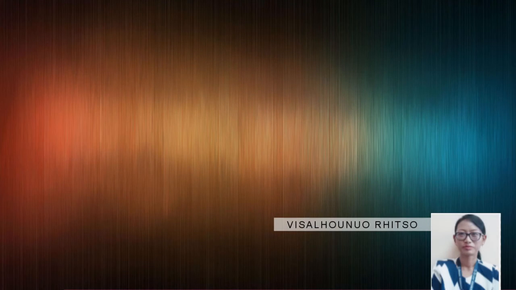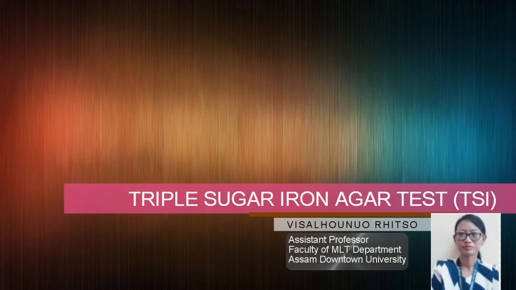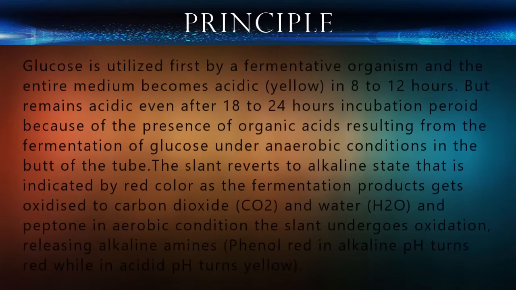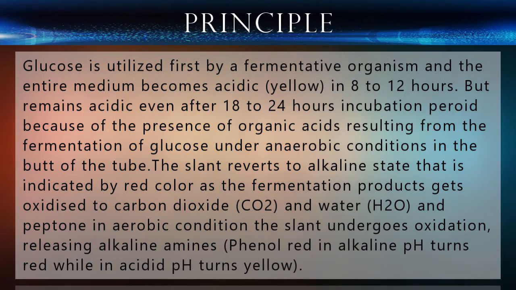In this video, I'll be explaining the triple sugar iron agar test. The triple sugar iron agar test is used to determine whether gram-negative bacilli utilize glucose, lactose, or sucrose fermentatively and produce hydrogen sulfide. It contains 10 parts of lactose, 10 parts of sucrose, 1 part of glucose, and peptone. Phenol red and ferrous sulfate serve as indicators for acidification of the medium and H2S production respectively.